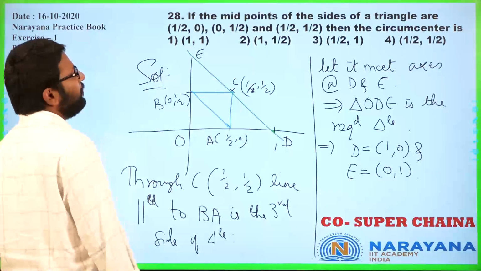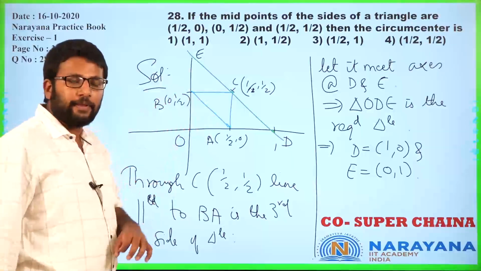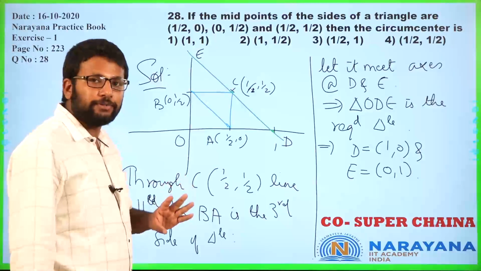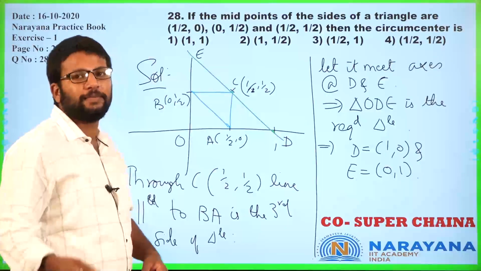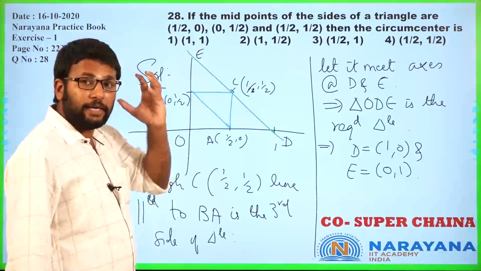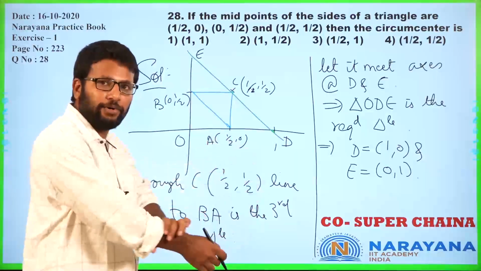Okay, and so now we need to figure out the circumcenter. This is a right angle triangle. In a right angle triangle, where is the circumcenter? Midpoint of hypotenuse. But midpoint of hypotenuse is already given, half comma half. Directly, half comma half becomes your answer, right? This comes from being able to draw and being able to extend that on your own.